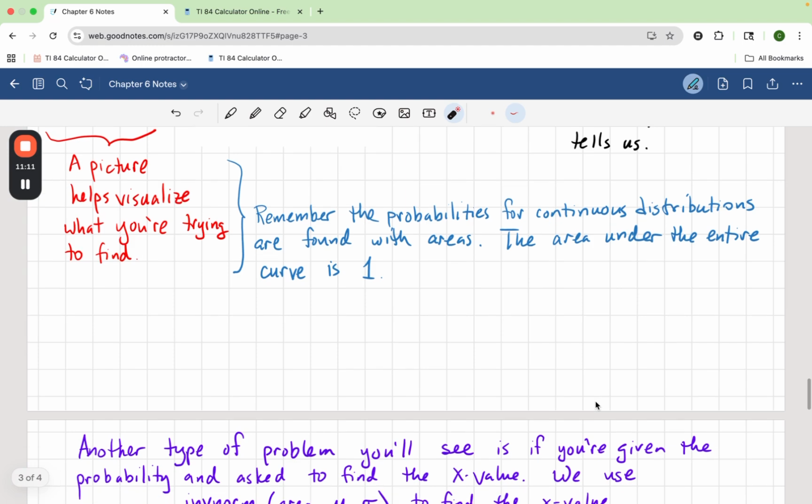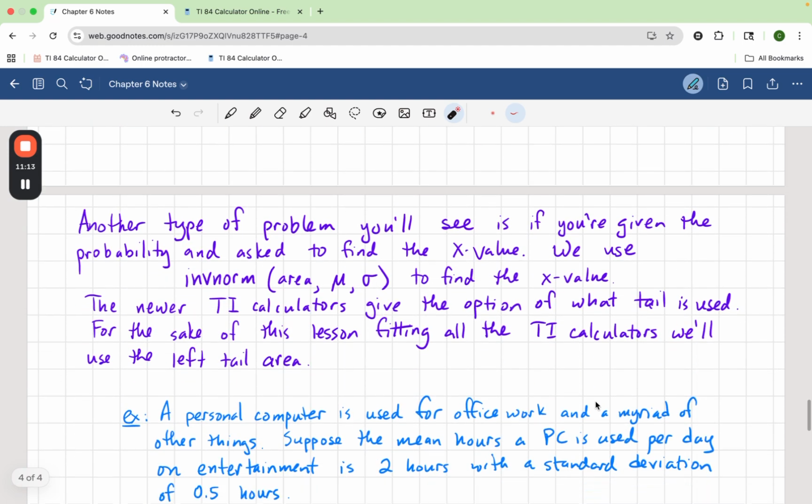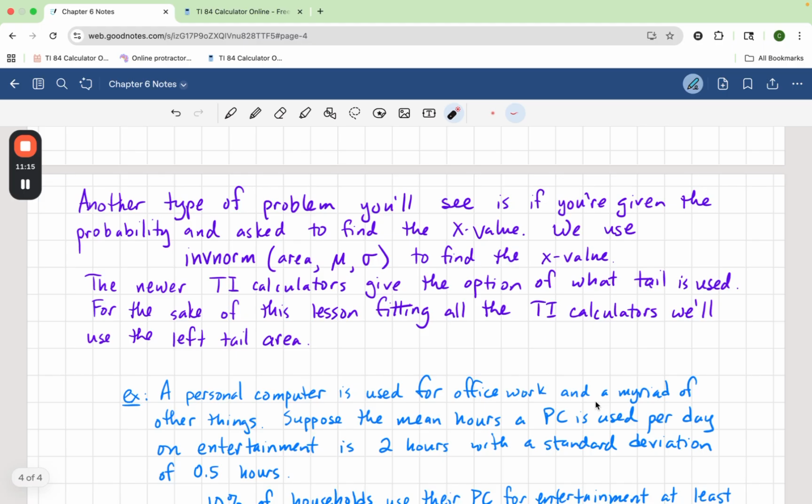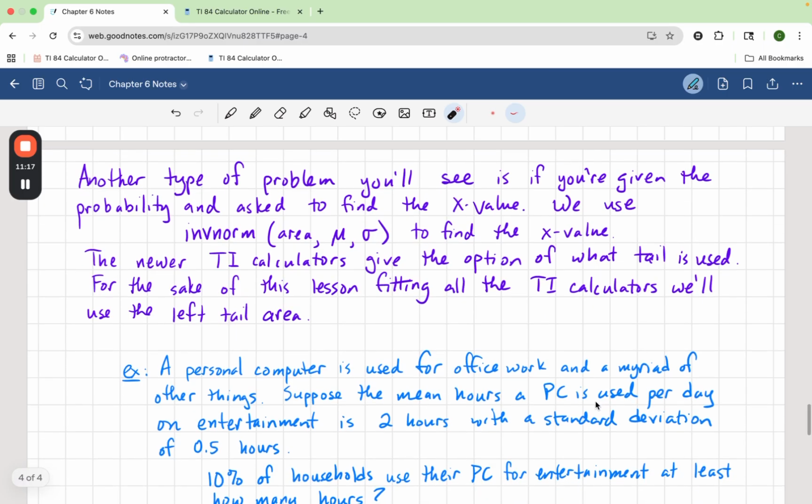All right. Another type of problem you'll see is if you're given the probability and asked to find the x value. We're going to use what's called inverse norm. So we're going to use the area, and I'm going to use the area to the left. The newer calculators let you choose left tail, right tail, or middle. I am always going to use left area because that's what the old school calculators do. They're going to use the left tail area. Alrighty, so here we go.